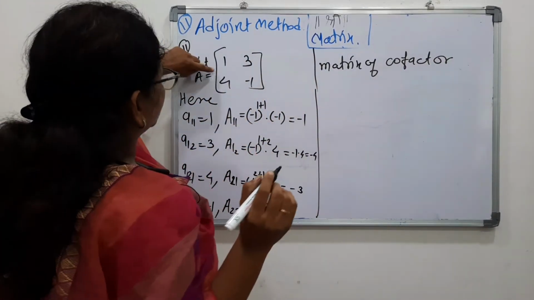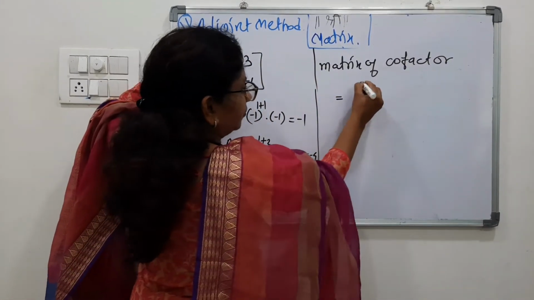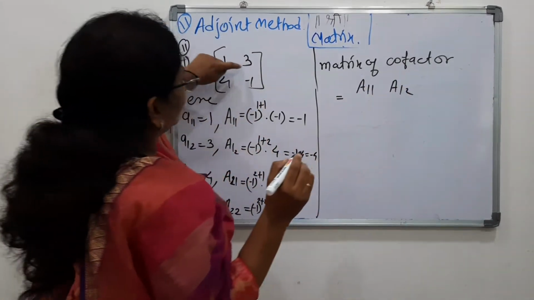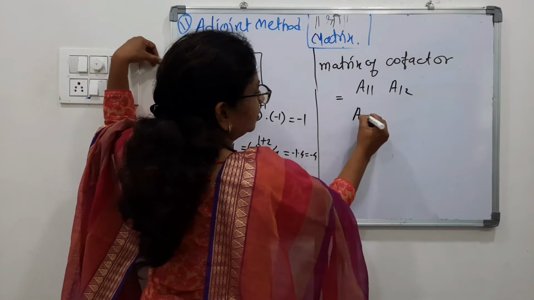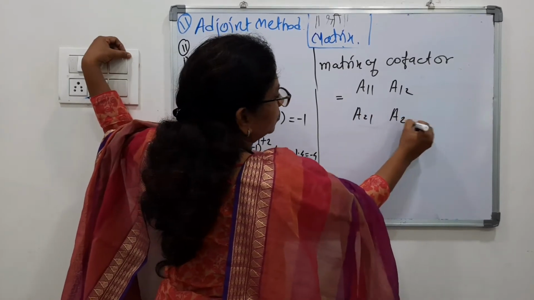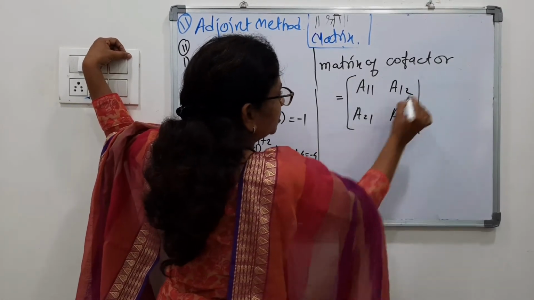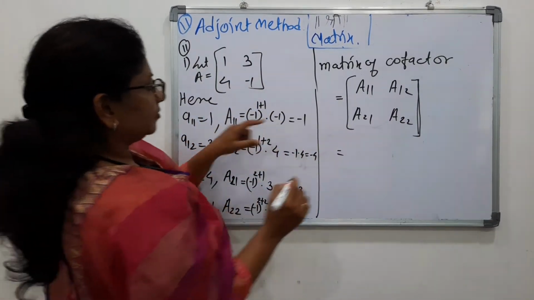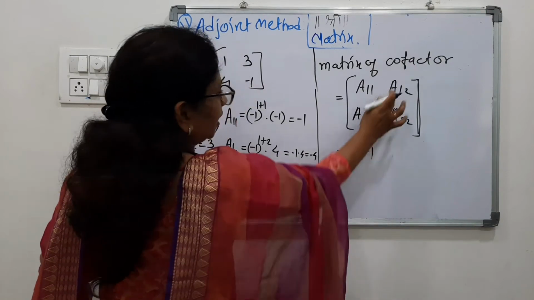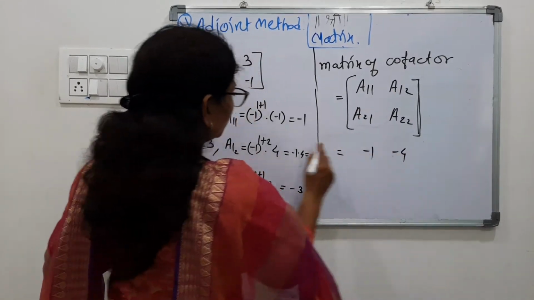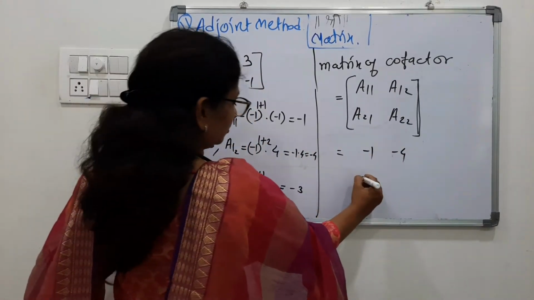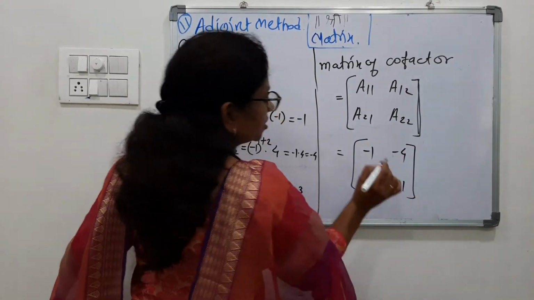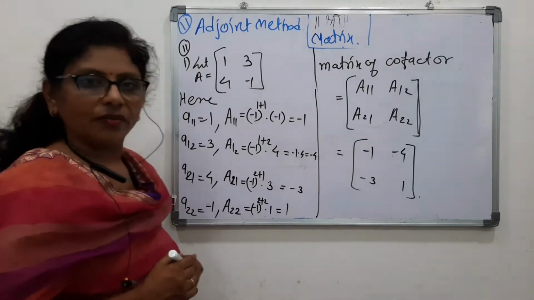Matrix of cofactors C. Now we have seen A11, A12 as per the place, A21 and A22. So this is the matrix. So put the values. What is A11? Minus 1. A12 minus 4. A21 minus 3. And this is okay. So this is your matrix of cofactors.